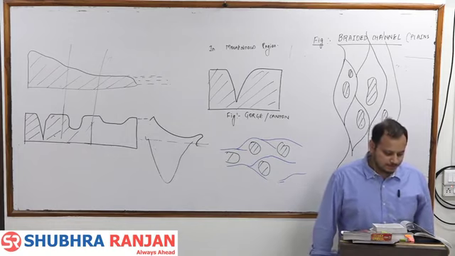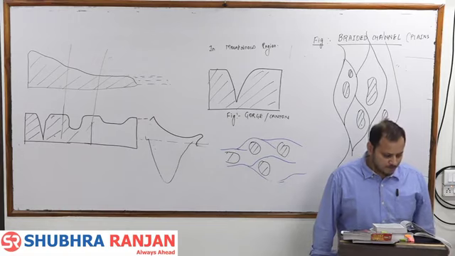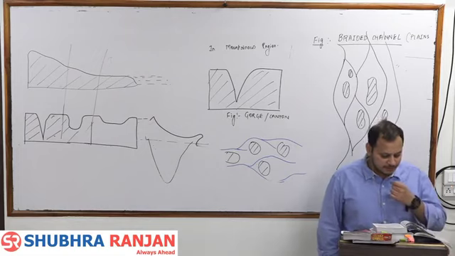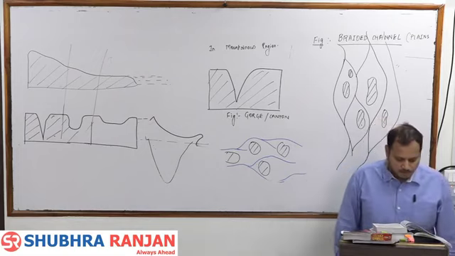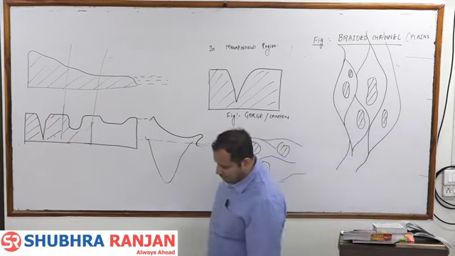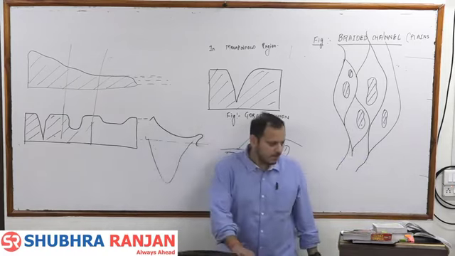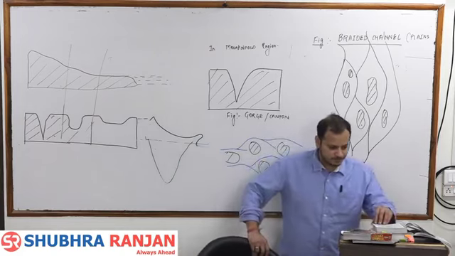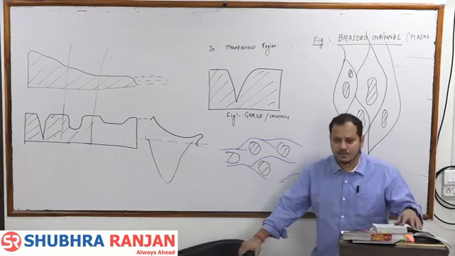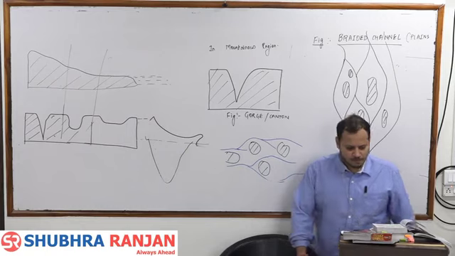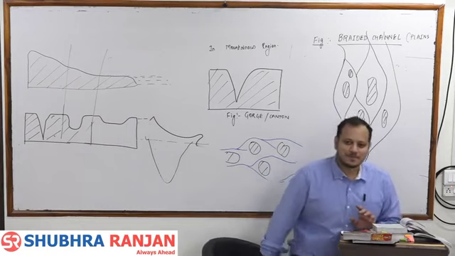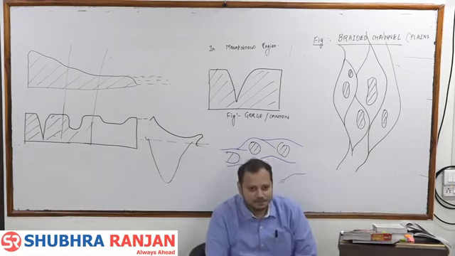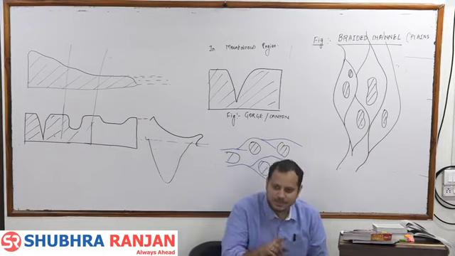Thus, each geomorphic process develops its own characteristics on the landforms. Tell me, is the climate changing continuously? Yes. So when the climate is changing, the process is changing.